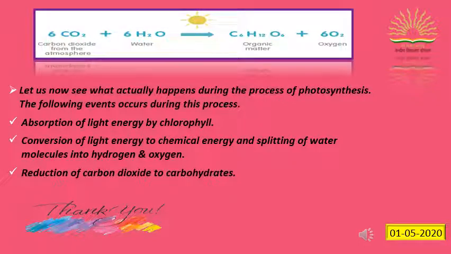First is absorption of light energy by chlorophyll. Second, conversion of light energy to chemical energy. Here light energy implies sunlight and chemical energy means energy that will be obtained from glucose. Third event is reduction of carbon dioxide to carbohydrate. As we have studied earlier, reduction means loss of oxygen. So CO2 loses oxygen and is converted into C6H12O6, that is glucose, which is a form of carbohydrate.